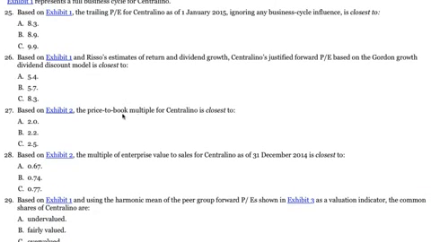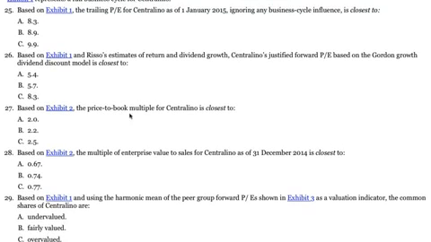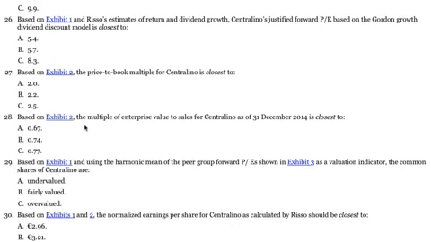Based on Exhibit 2, the price-to-book multiple for Centralino is closest to, so we still have a price. We're looking for book value. Based on Exhibit 2, the multiple of enterprise value to sales for Centralino as of December 31st, 2014 is closest to. We're going to look for market value of equity, market value of debt.